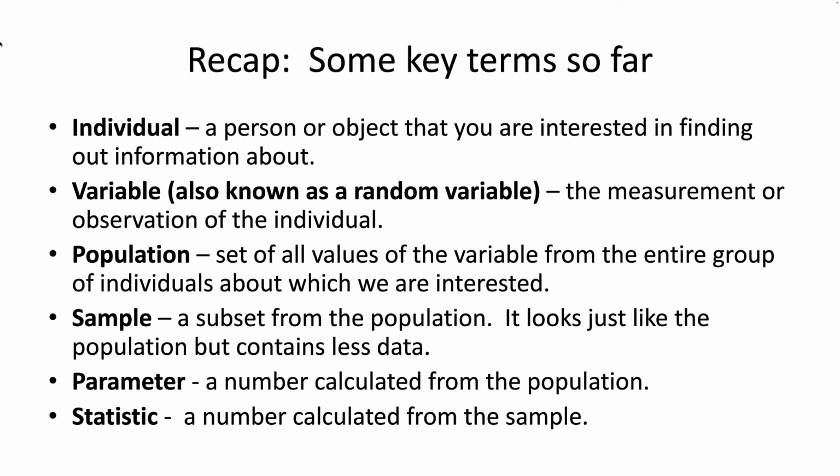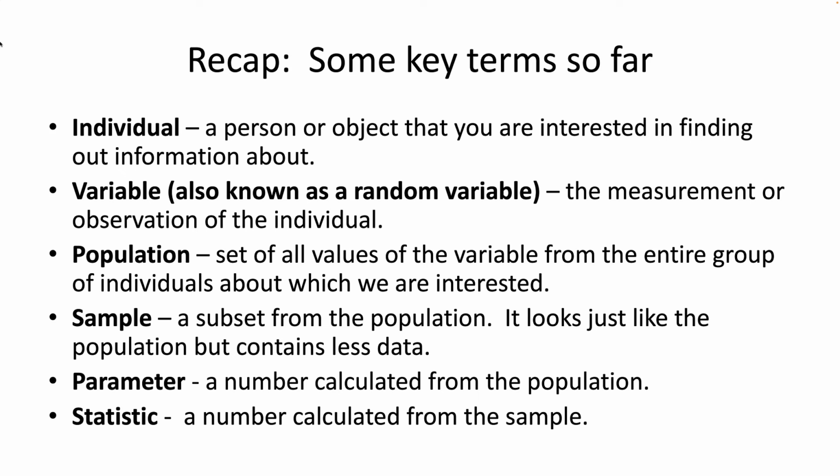Before we look at our last example, let's recap some of the key terms we've looked at so far. An individual is a person or object that you're interested in finding out more information about. The variable is the measurement or observation of the individual. The population is the set of all values of the variable from the entire group of individuals about which we are interested in. So remember, the population includes both the individual and the variable. The sample is a subset of the population. It should look just like the population but contain less data. A parameter is a number calculated from the population, and a statistic is a number calculated from the sample.